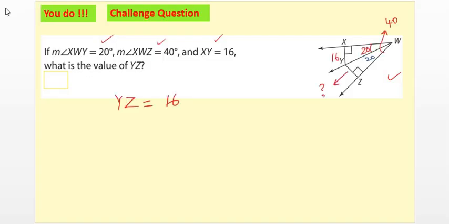So, a very simple question. After substituting the values, we know that this case is for the angle bisector, so the point Y will be equidistant from both the sides. So XY will be the same as YZ, it will be 16.